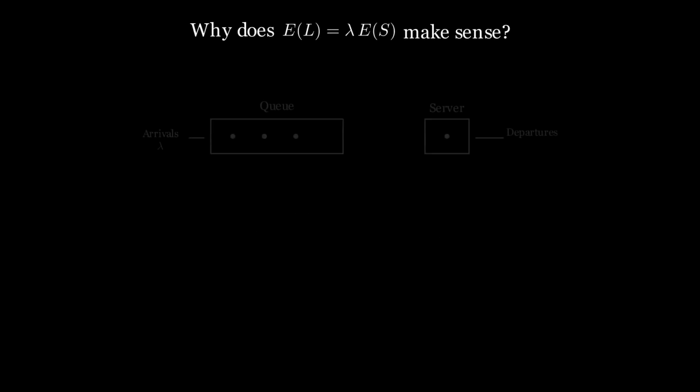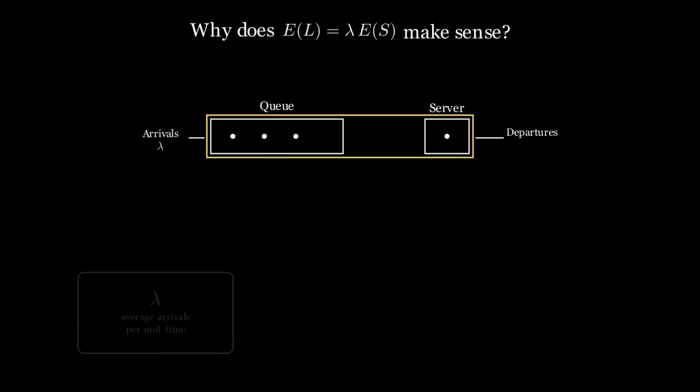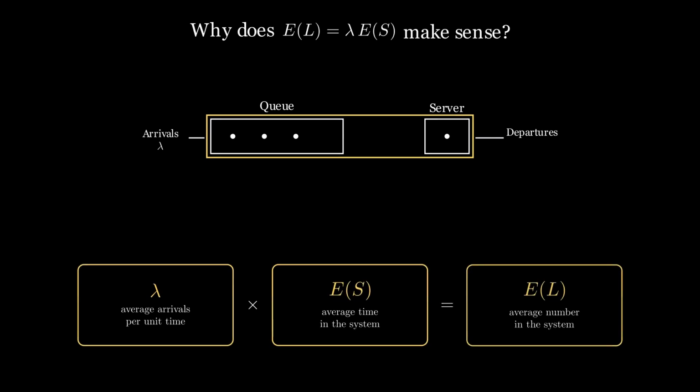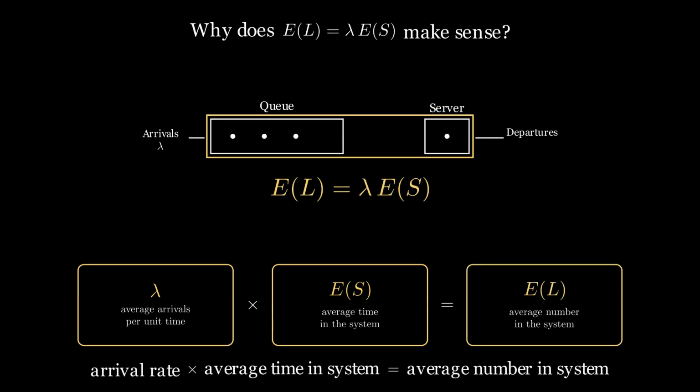This is a very natural relationship. If customers arrive at an average rate of lambda customers per unit time, and each customer stays in the system for an average amount of time, then those two quantities together tell us the average number of customers present in the system.